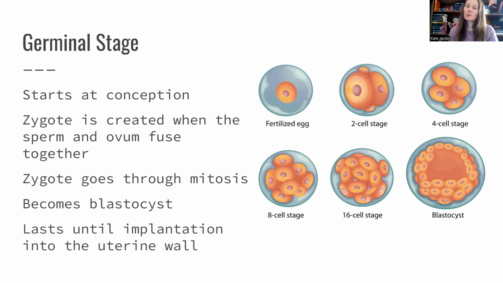So that blastocyst will implant into the uterine wall. If it doesn't, then the fertilized egg will travel outside of the body, and the menstrual cycle will start over again. A lot of times, there are pregnancies where conception took place, but because it does not implant in the uterine wall, it does not become a viable pregnancy.